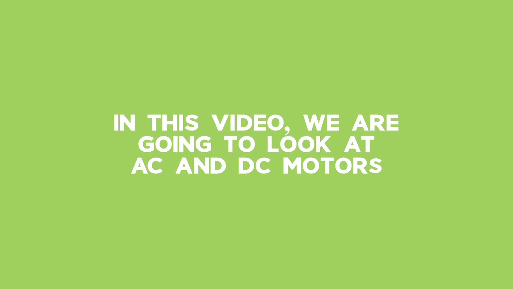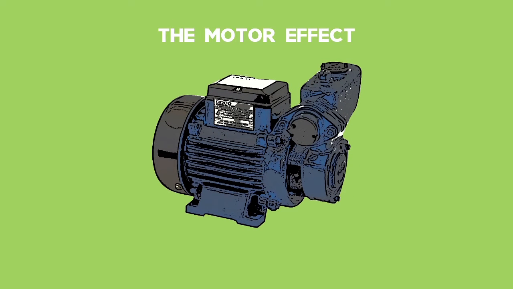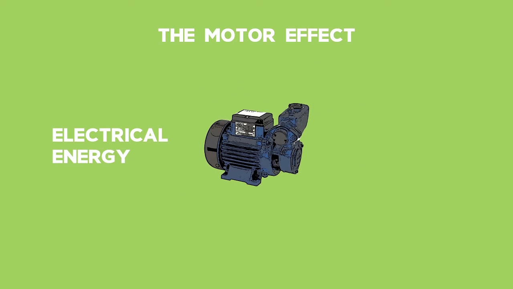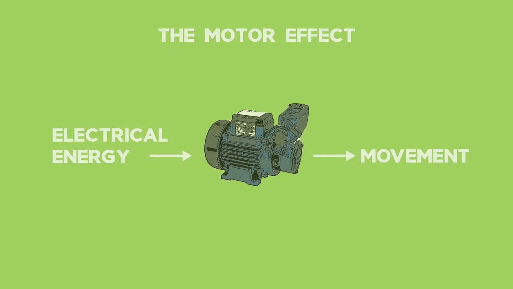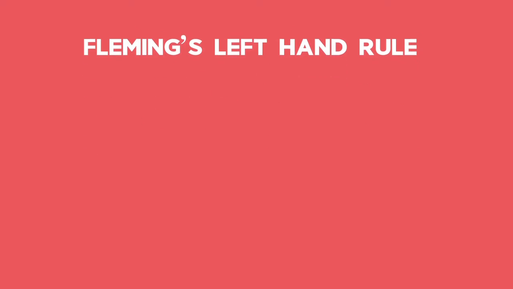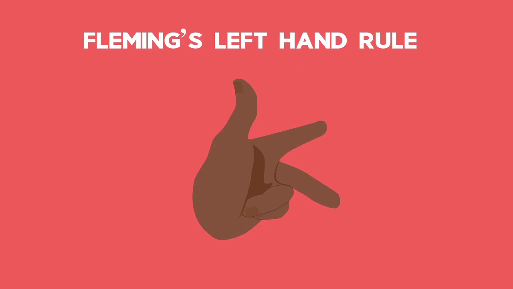Motors. In this video, we are going to look at AC and DC motors. Let us first look at the motor effect. In a motor, electrical energy is converted into mechanical energy. That means that supplying electricity leads to movement, usually. We use Fleming's left-hand rule to decide in which direction the motor will turn.